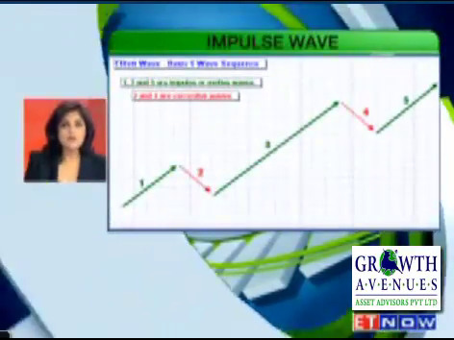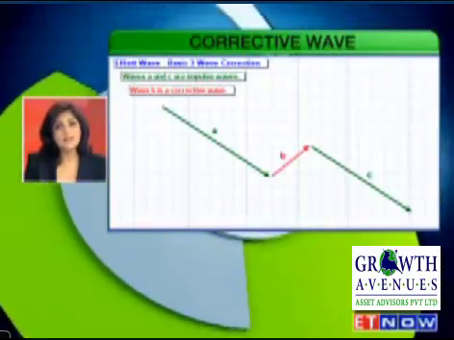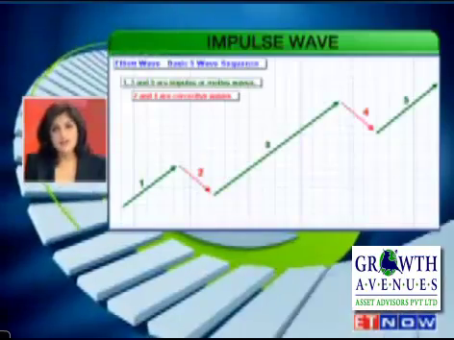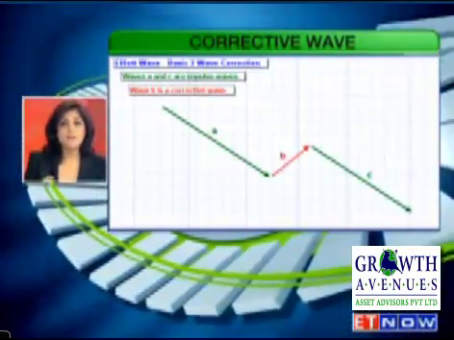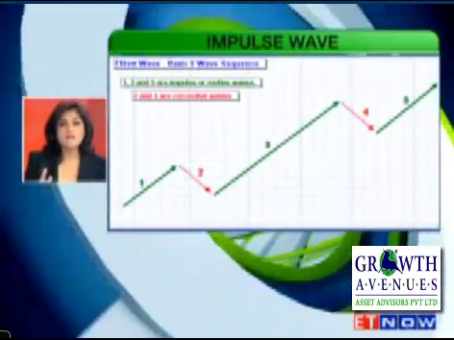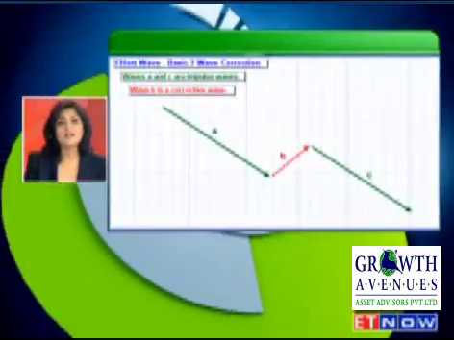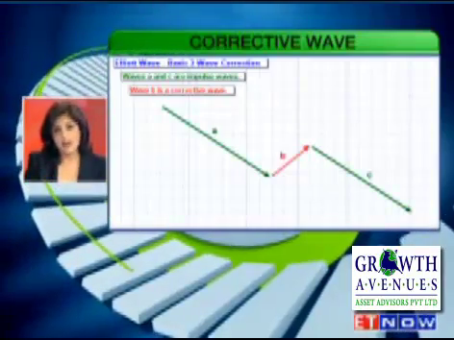There are two types of waves. You have the impulse waves and the corrective waves. Impulse waves are basically in the direction of the larger degree wave, and the corrective waves are in the opposite direction. So if you're looking at the figure once again and look at the bigger up moves, you have waves 1, 3 and 5, which are the impulse waves. You have waves 2 and 4, which are the corrective waves. Similarly, in the down move, A and C are the impulse waves and B is the corrective wave.